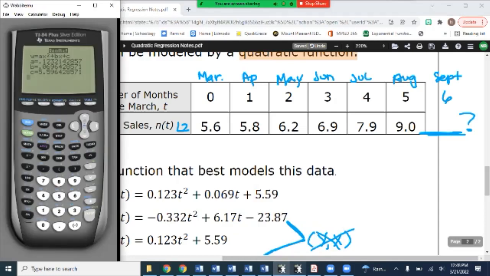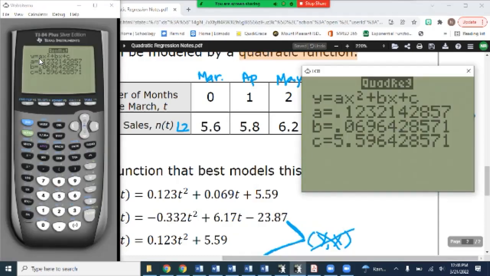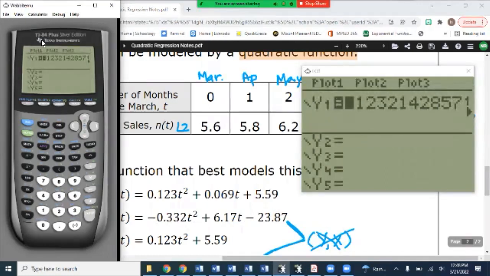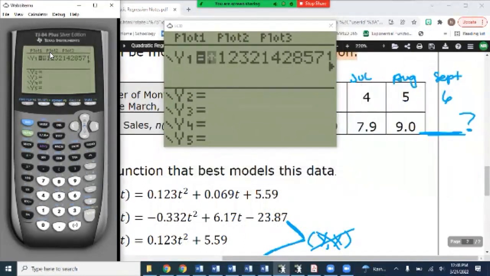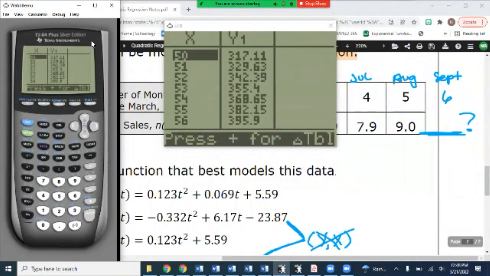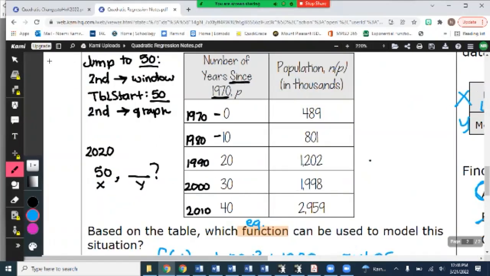So first things first, you go to Y equals, make sure your equation is present in Y equals. From there, I can go to my table, but it's at the number 50. So how do I go directly to the number 6? Not step. Second graph. It's in the notes.